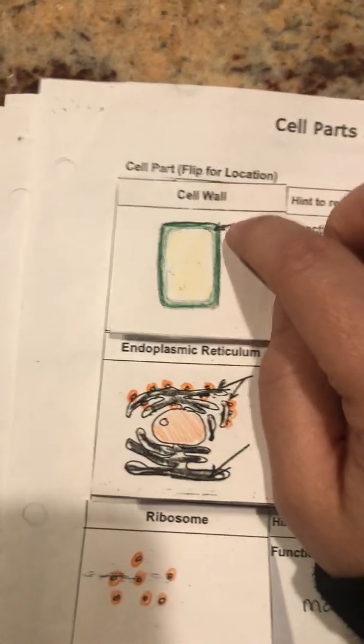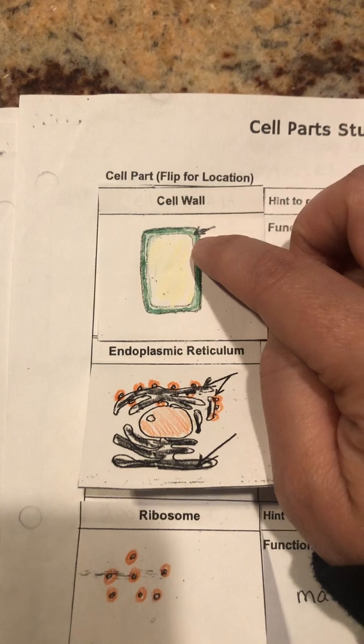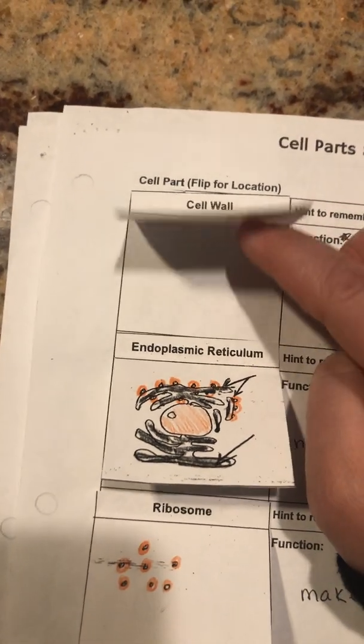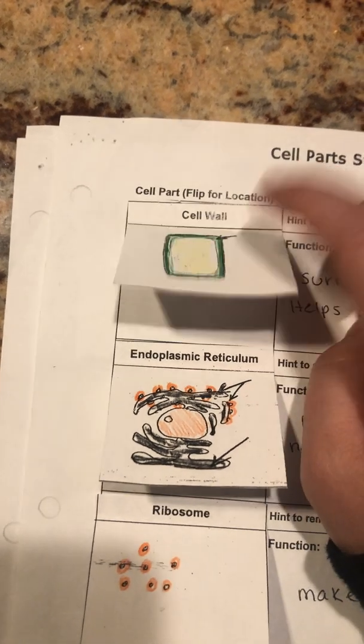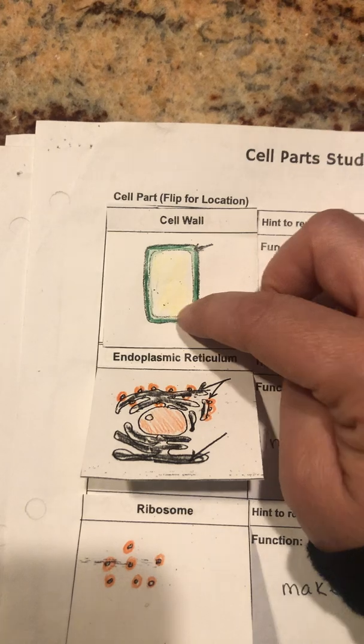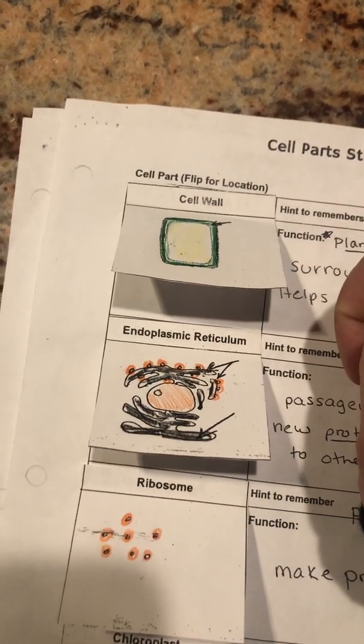So for example, the cell wall, how did I draw that? Well, I just drew kind of the outside of the cell and pointed to the cell wall. And then I might write something underneath for the location. I didn't do it here, but I might write the cell wall is the outermost layer in plant cells. And I might write that underneath.